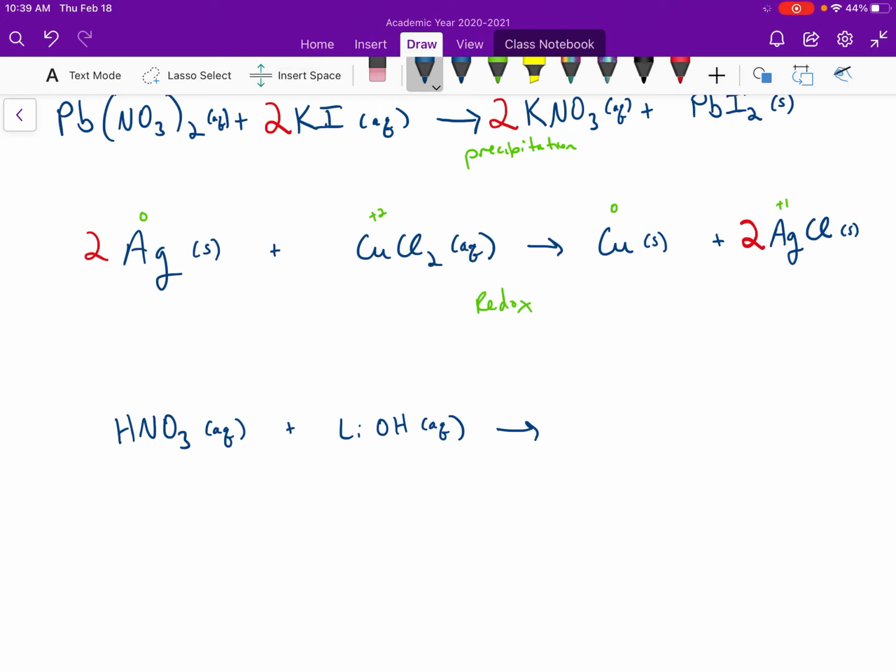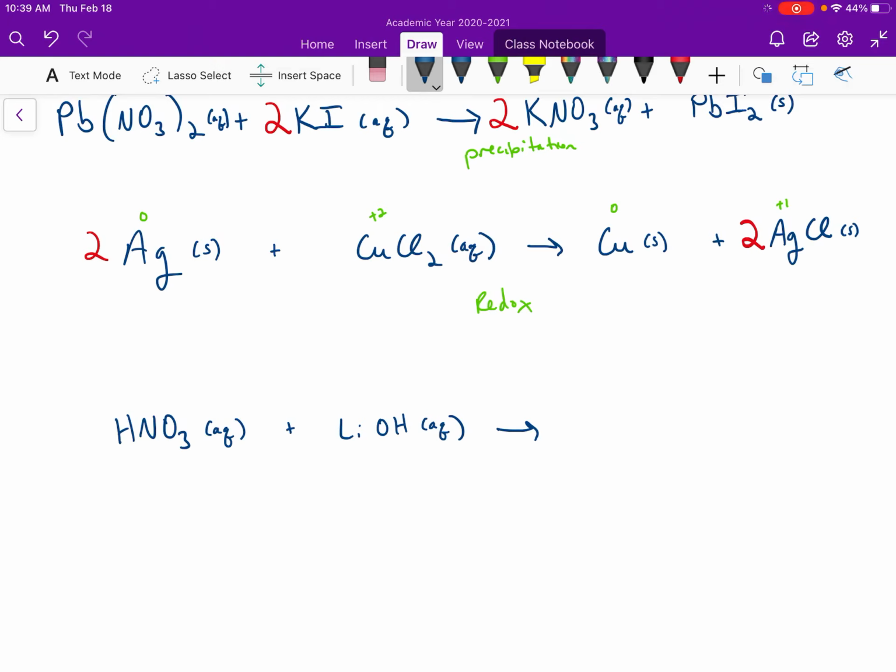Okay, so here we have HNO3 and we have LiOH. So we've got to run through the options again, right? This doesn't look like redox because, again, that means we would need something on its own, like an element on its own. And we don't see that. So it could be precipitation, could be acid-base. Okay, but we want to see what happens here.